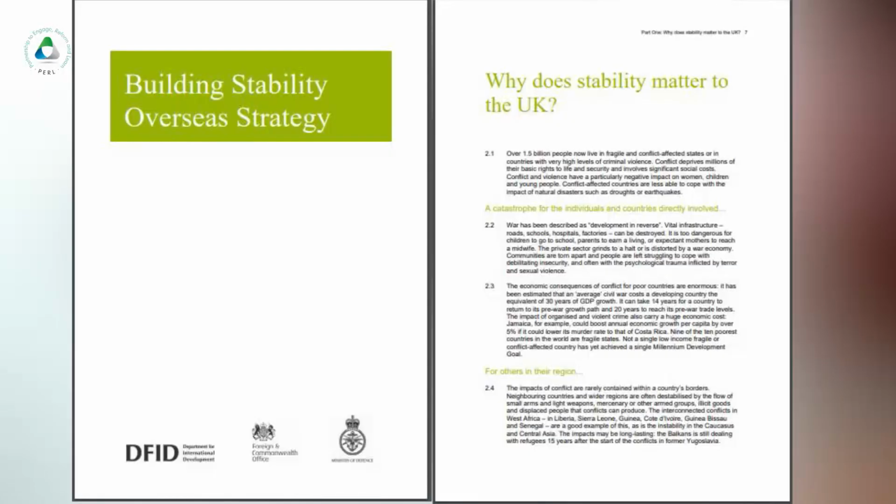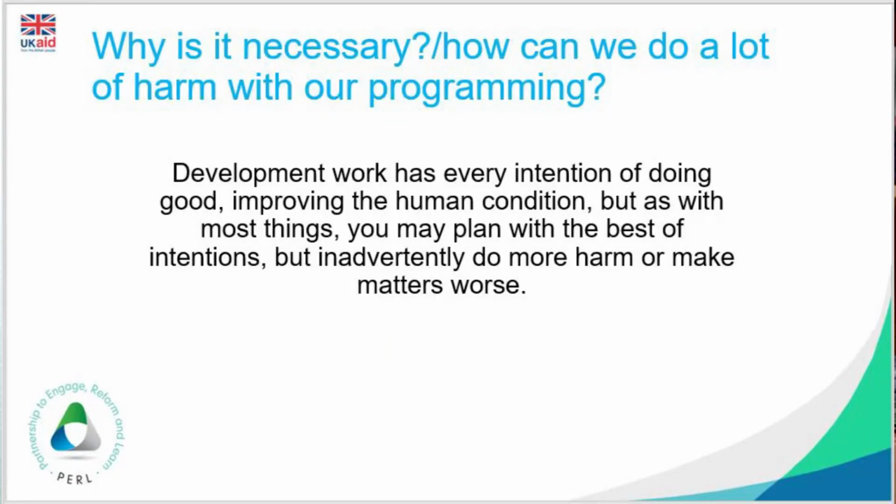So what they came up with is a phrase called conflict sensitivity. And in their 2011 Building Stability Overseas strategy, they tried to explain what the expectation was of their partner states, such as Nigeria. In this strategy, DFID spelled out an expectation for its programming to be conflict sensitive. Why? Because they said that all development work, regardless of what your intention is, has the potential to do harm.